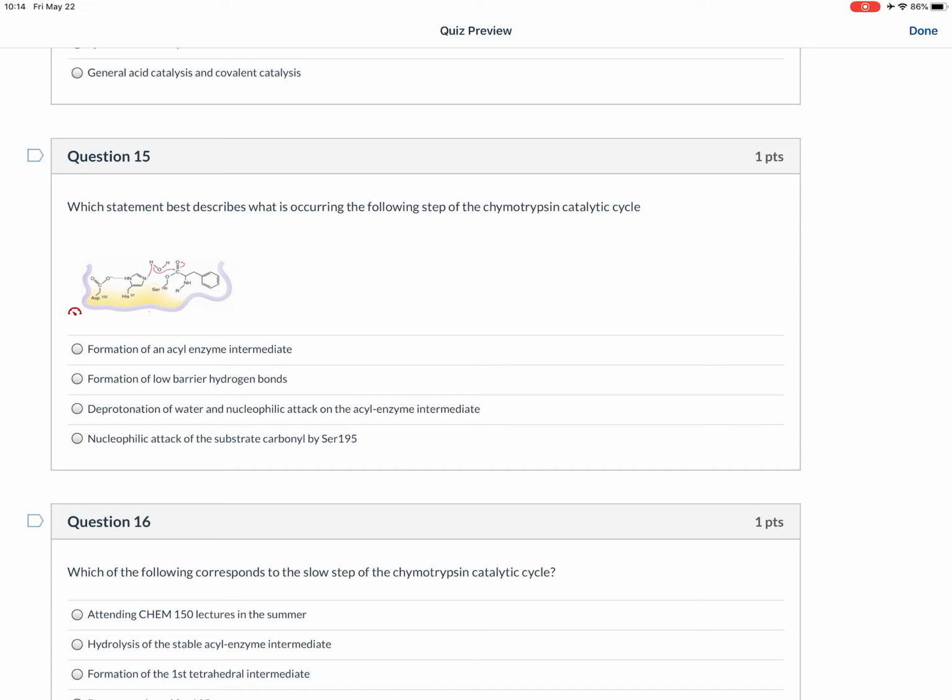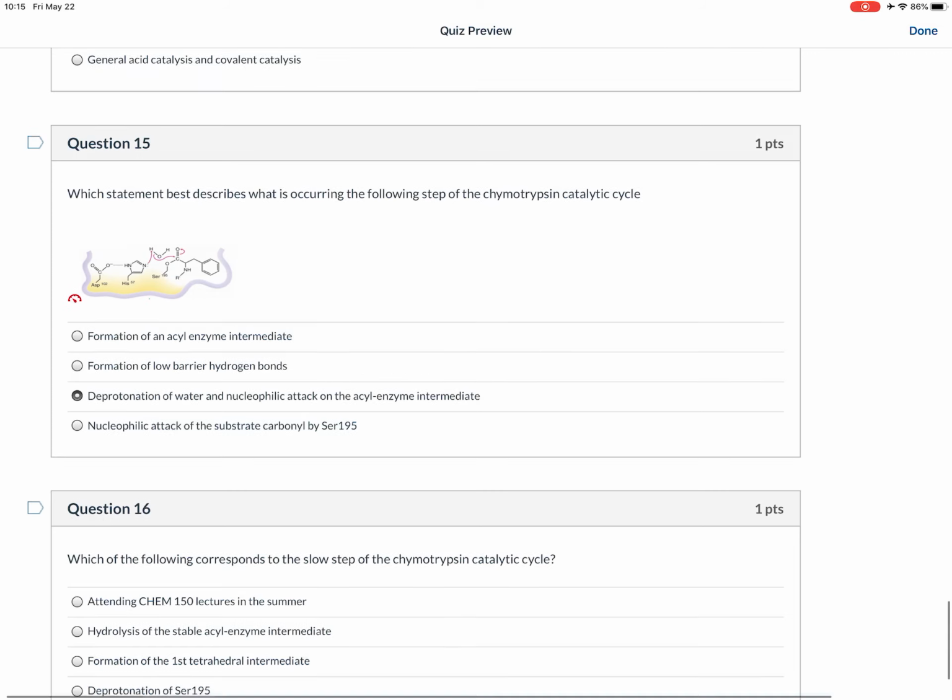No, that's already formed here. That's what the serine attached to the rest of that stuff is. Are we forming a low barrier hydrogen bond? No, I don't see any hydrogen bonds forming. Are we deprotonating water and nucleophilically attacking the enzyme acyl intermediate? Yes. Is there a nucleophilic attack of the substrate carbonyl? Yes. But is it by serine 195? No. It's by the water molecule in this question.